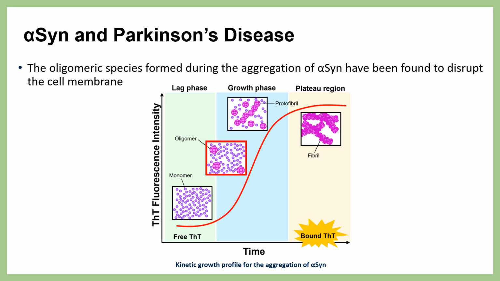What's really interesting though is that in recent years, it has been these smaller oligomeric aggregates which have been identified as a toxic species associated with Parkinson's disease. They are thought to disrupt the cell membrane and eventually cause cell death.